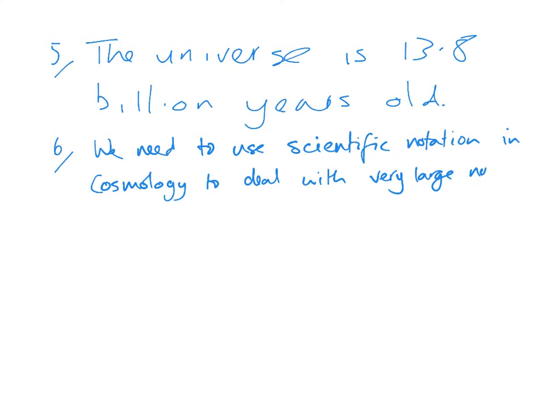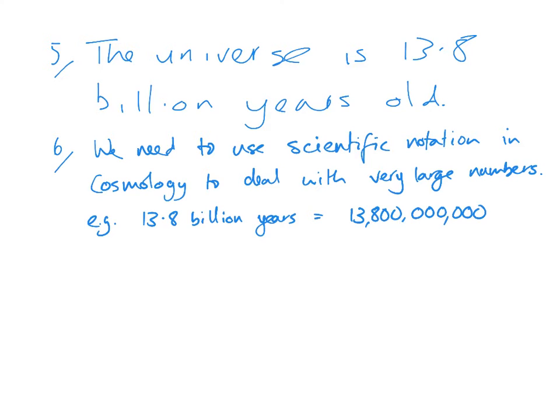we need to use scientific notation to deal with these very large numbers. So, for example, 13.8 billion years. Well, that can be written as 13,800, and I'll put commas in just to help a wee bit. I'm going to get to that in a wee second. So I'm going to write it out in full first of all. Right, so that's 13.8 and then 8 zeros afterwards.